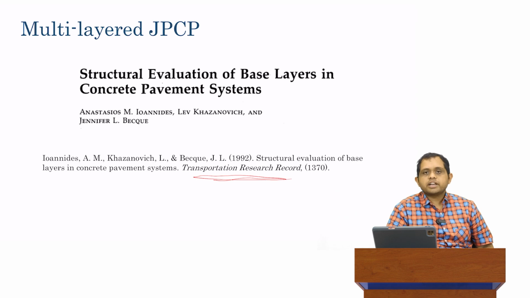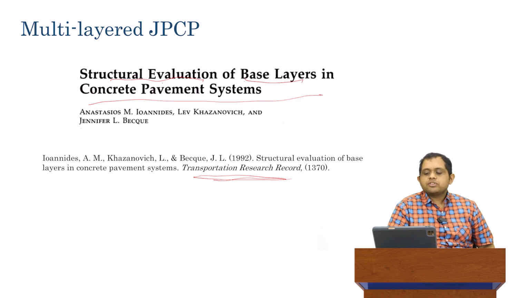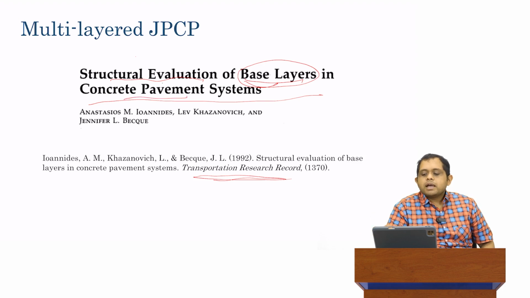It's a US-based journal, extremely good journal. The paper is called Structural Evaluation of Base Layers in Concrete Pavement Slabs. So structural evaluation is just a way of saying calculating stresses of base layers in concrete pavement system. Immediately when you say there's a base layer, well, if it's a concrete pavement system, you have to have a surface layer. That's why it's called concrete pavement. And base layer automatically tells you we are talking about a multi-layered system in this case.